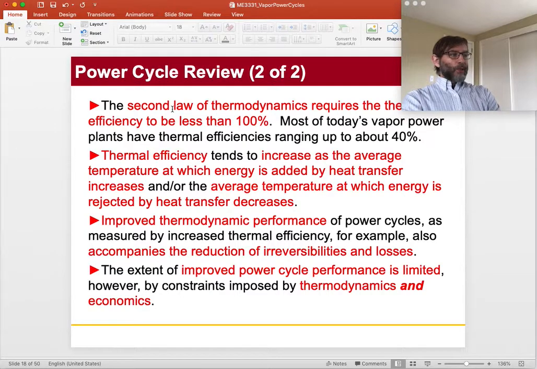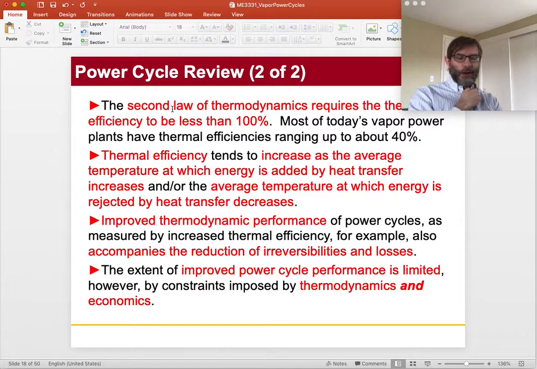Thermal efficiency tends to increase as the average temperature at which energy is added by heat transfer increases. So as I said, hotter stuff is always better, especially hotter stuff with respect to the boiling point of the fluid. Improved thermodynamic performance of power cycles is measured by increased thermal efficiency. I think this is obvious. If you have fewer irreversibilities, of course, the thermal efficiency is increasing. And the extent of the power cycle performance is limited by constraints imposed by thermodynamics and economics.